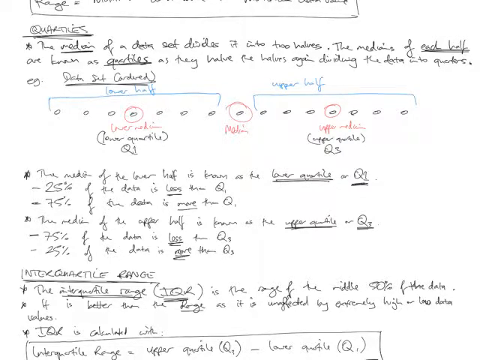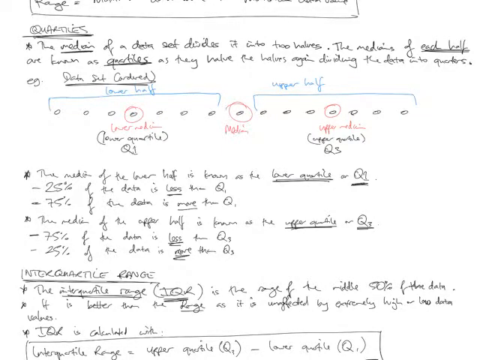So the median of the lower half, so this is the lower half here, the median of that, the lower median, is known as the lower quartile, or Q1. So that's what I've indicated there. So what is special about that? 25% of the data is less than Q1, so if these are all the data and they're in order, 25% of all the data is going to be less than, or I should say less than or equal to, the lower quartile there. What does that also mean? 75% of the data is more than or equal to the lower quartile. So 75% of the data is there.